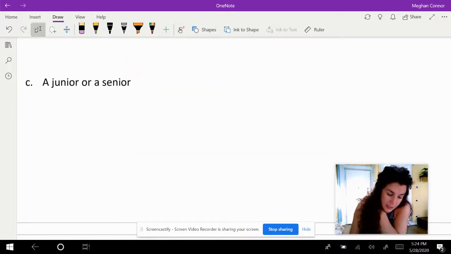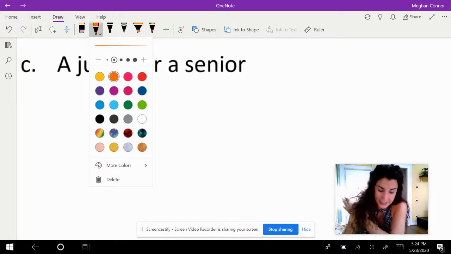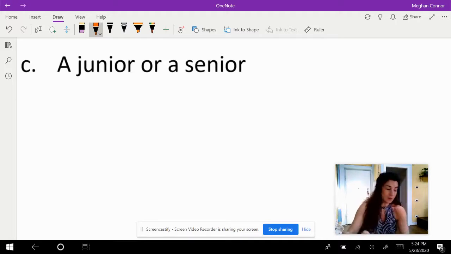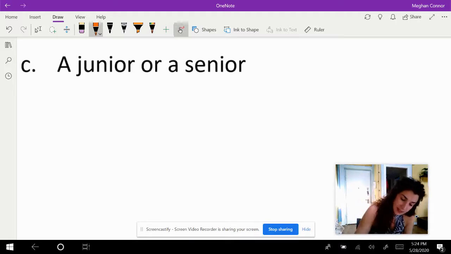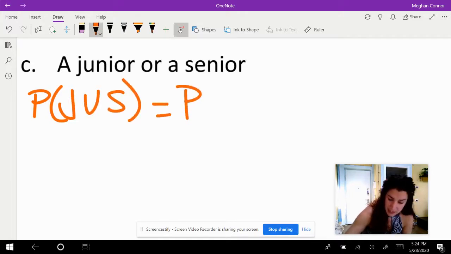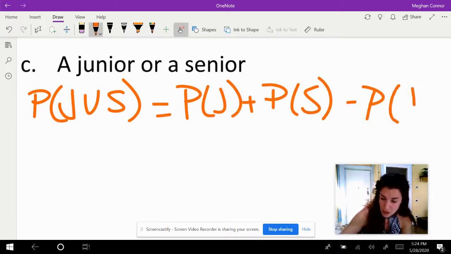Okay. What is the probability that you're a junior or a senior? So if we think about this quietly and logically for a second, the probability that you're either a junior or a senior encompasses all of the events. So if we're talking about the probability of a junior, or here, let's actually use our set notation, junior or a senior, then it's the probability of a junior plus the probability of a senior minus the probability you're a junior and a senior.